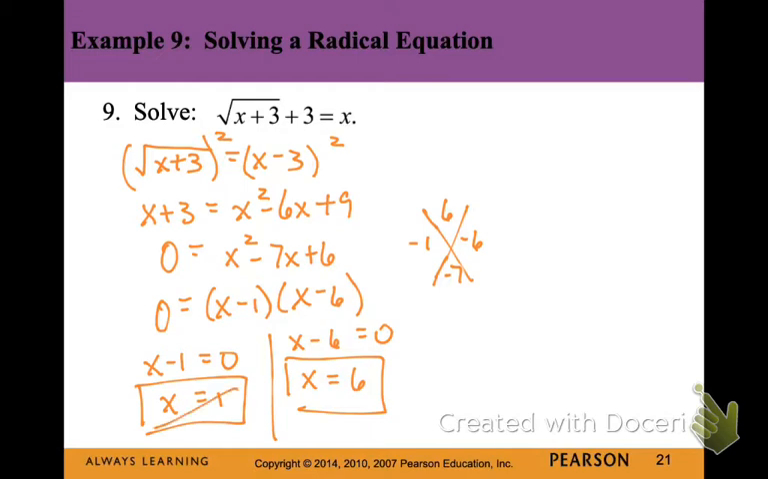If I plug in 6, 6 plus 3 is 9. Square root of 9 is 3. 3 plus 3 is 6, and that does equal 6. So we always want to check our solutions to radical equations.